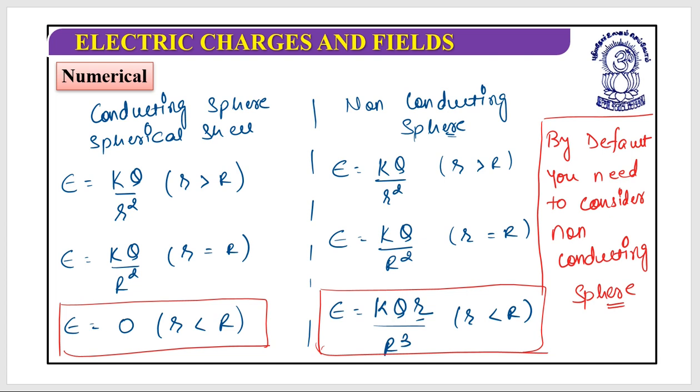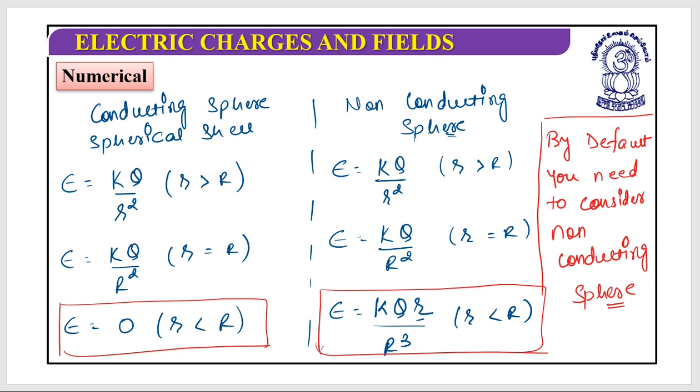That means if they say a sphere is there, you need to understand that this is a non-conducting sphere. They are not going to tell you anywhere. But if they have mentioned it is conducting, very good, use the relation of the conducting sphere. If they have mentioned it is non-conducting, very good, use the rules of the non-conducting sphere. But if they have not mentioned whether it is conducting or non-conducting, then you use the rule by default. It is of a non-conducting sphere only.